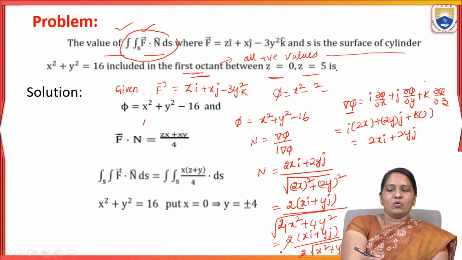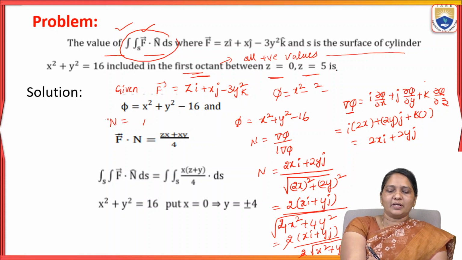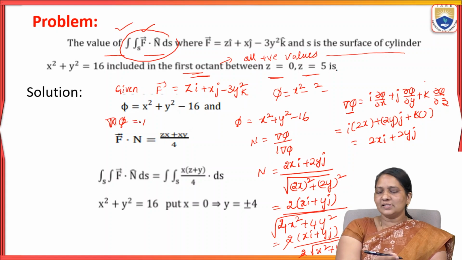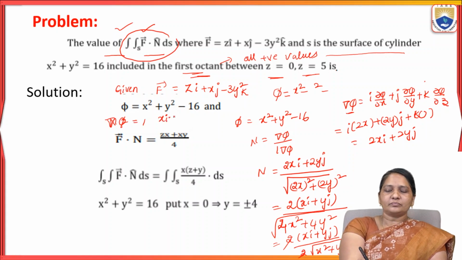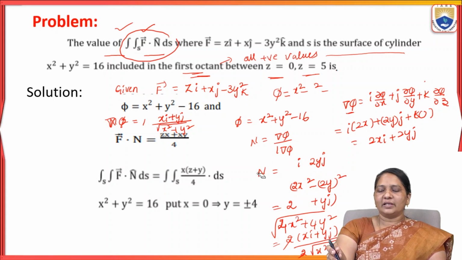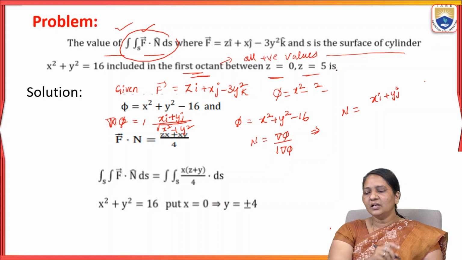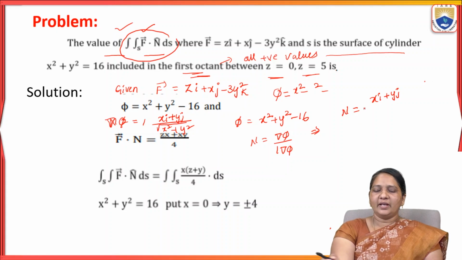Finally I got n equals, what is the n value? First I am writing the del phi value. Del phi value is x i plus y j by the square root of x square plus y square. So this is the value of n. Now I am going to calculate the n value: n equals del phi, where del phi value is x i plus y j.